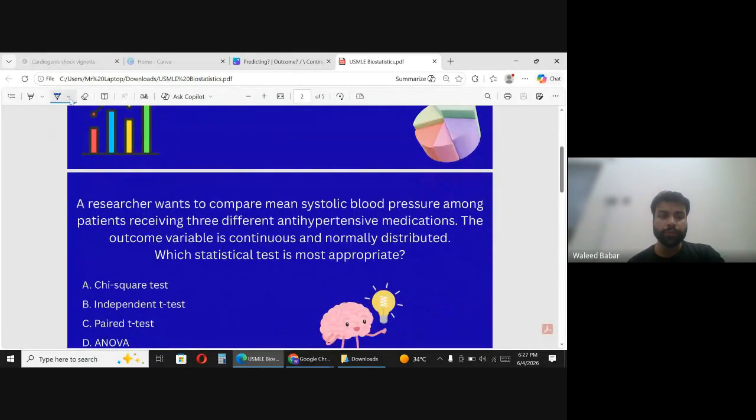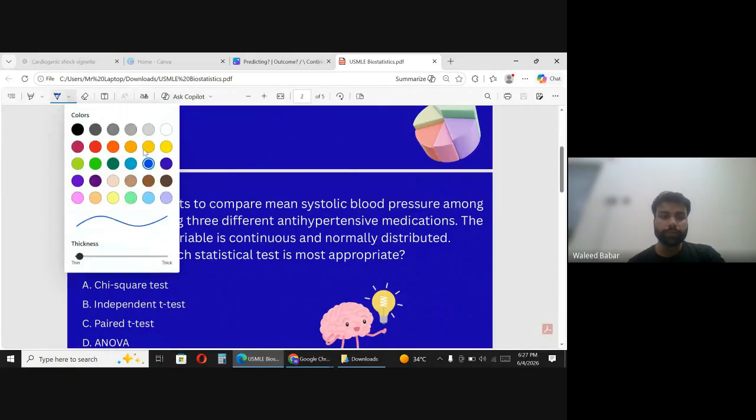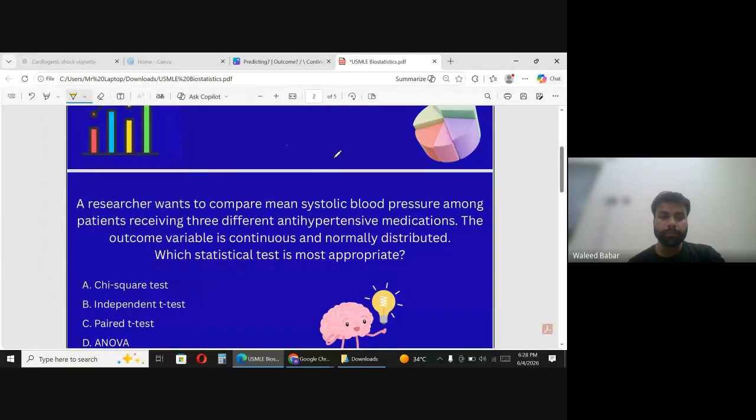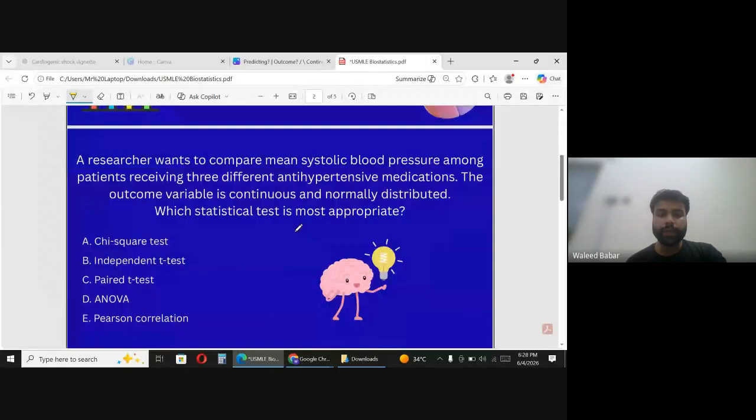First of all, we have a question: a researcher wants to compare mean systolic blood pressure among patients receiving three different antihypertensive medications. The outcome variable is continuous and normally distributed. Which statistical test is most appropriate?